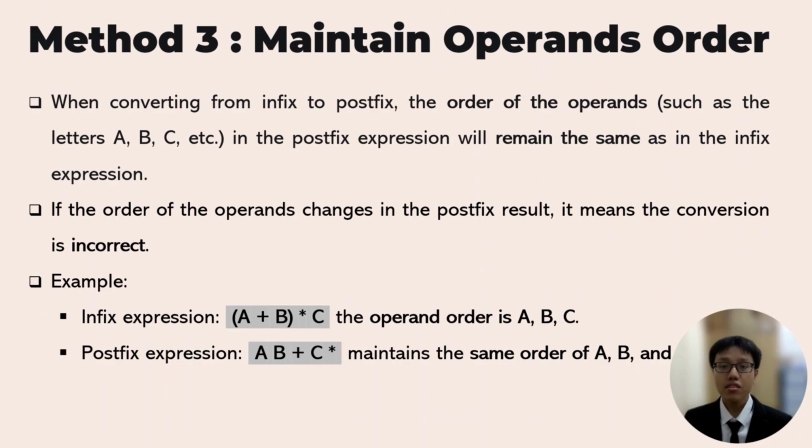Method 3. Maintain operand order. When converting from infix to postfix, the order of the operands such as the letters A, B, C, and so on in the postfix expression remains the same as in the infix expression. If the order of the operands changes in the postfix result, it means the conversion is incorrect. For example, in the infix expression (A + B) multiplied by C, the operand order is A, B, C. The postfix expression A B + C * maintains the same order of A, B, and C.